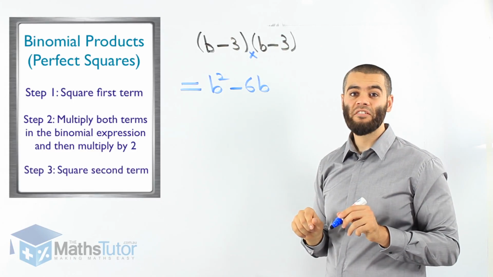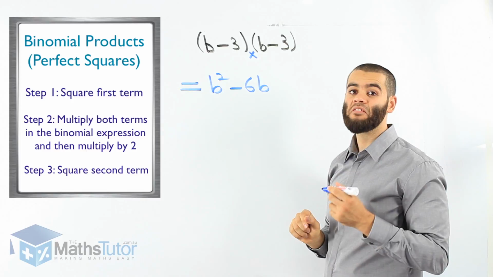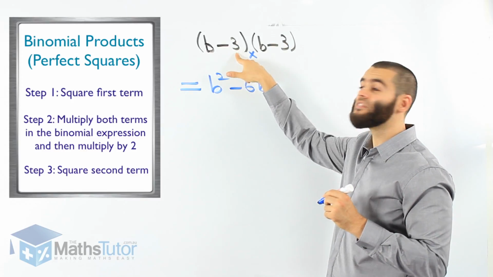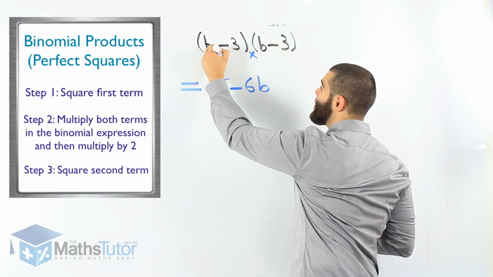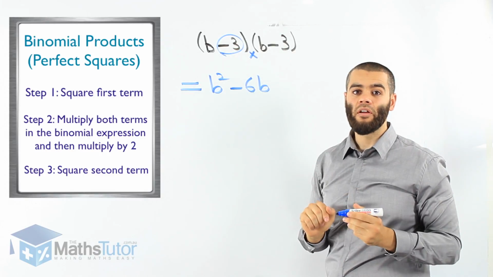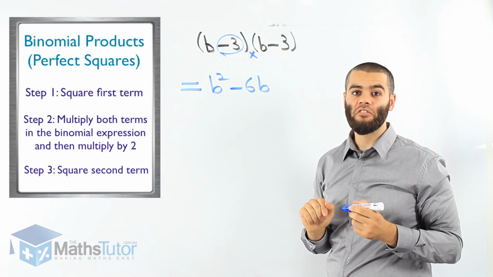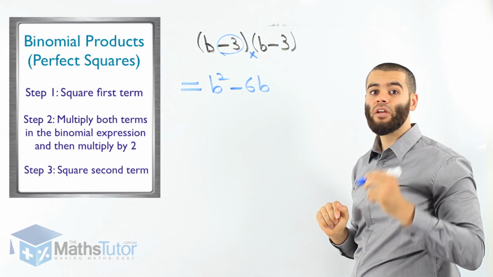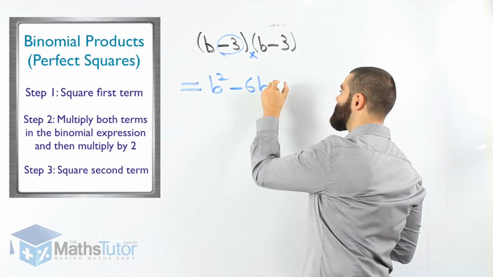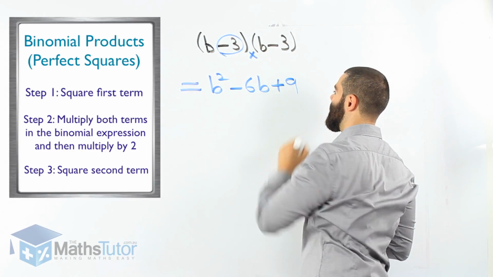The third and last step, we square the second term. This is negative 3. We square it. Negative 3 times negative 3. So we times it by itself. Negative 3 times negative 3 is positive 9.